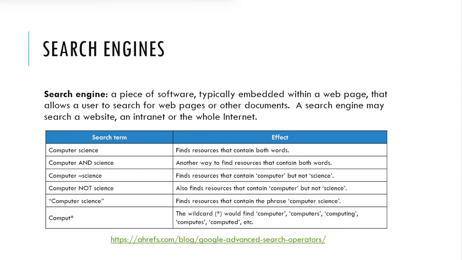Then you've got computer NOT science, and it finds resources that contain computer but not science. Then you've got speech marks, and you've got compute and then an asterisk. That's a wildcard. So that comes from regular expressions, if you remember what those are. Asterisk means anything. So it could be computer, computers, computing, compute, anything.